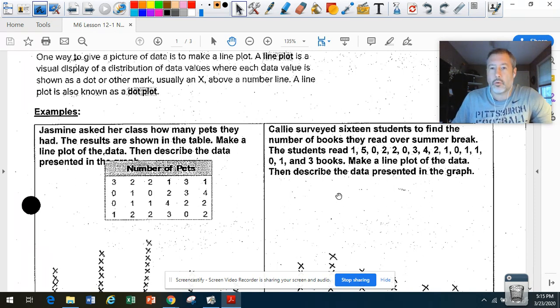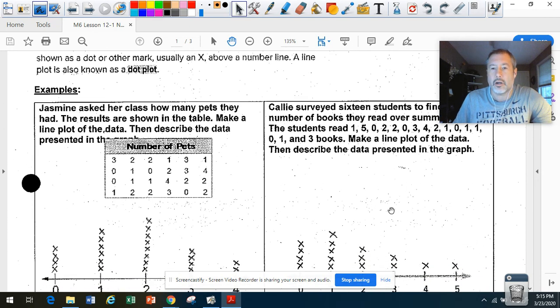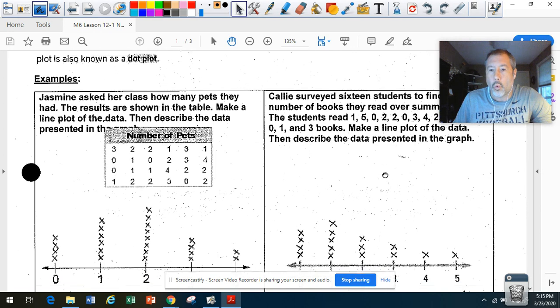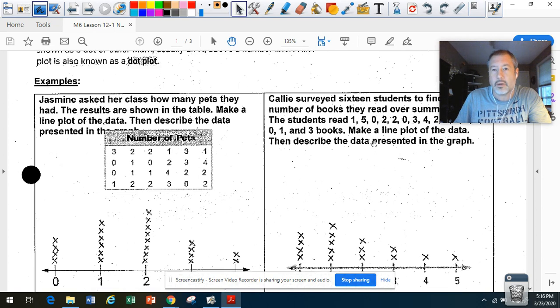So once again, all we're going to do here is just go through our information. So as you see here, the numbers we have are 1 through 5. So that's why we have 0 to 5 here on our number line. So if we take a look and I count up my number of zeros with my data points up here, you will find out I have 1, 2, 3, 4 zeros right there.